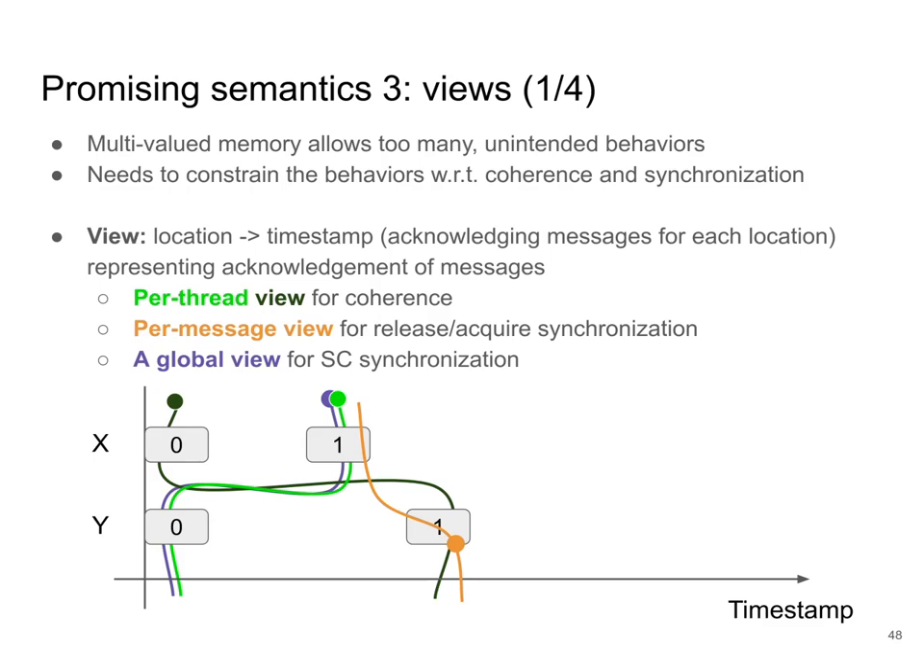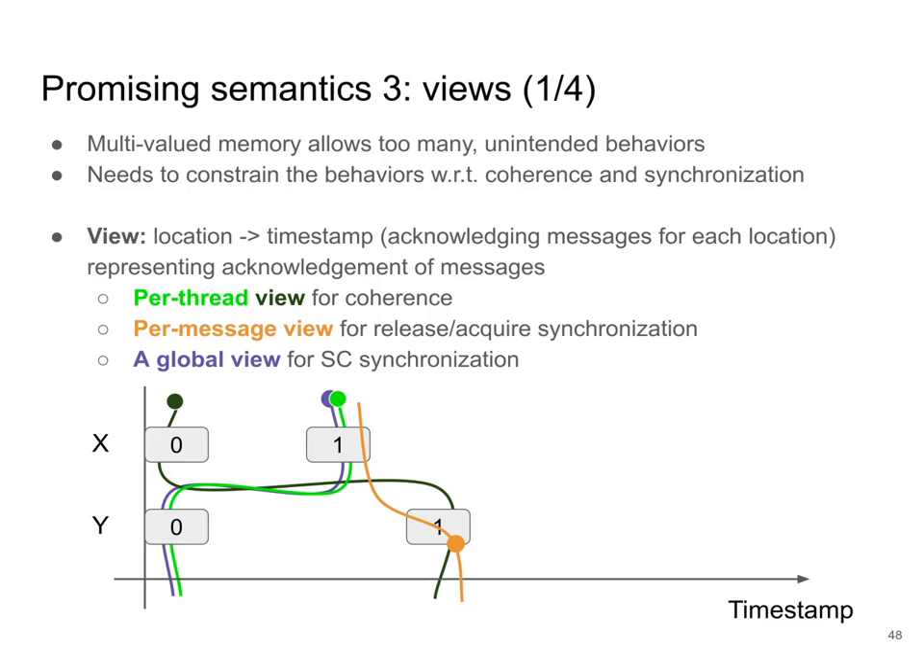So there is no constraint on the read and write at all, except for the memory adjacency for read-modify-write. The plain reads and stores can arbitrarily read and write to any locations in any timestamp. But it is too much. It introduces too many unintended behaviors, and we need to constrain the behaviors somehow. And such a constraint includes what is called coherence or what is called synchronization.